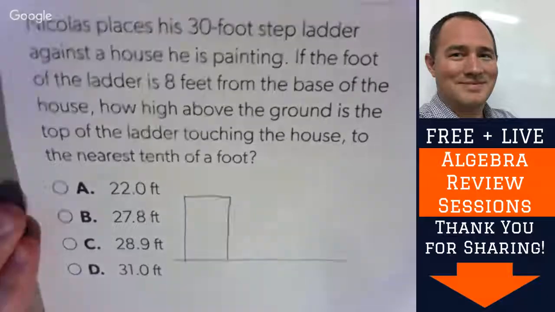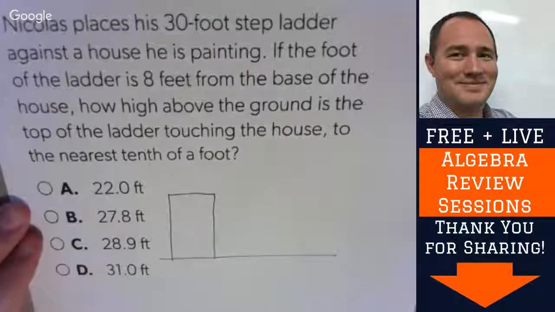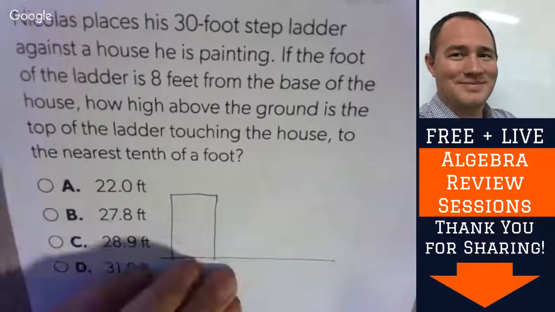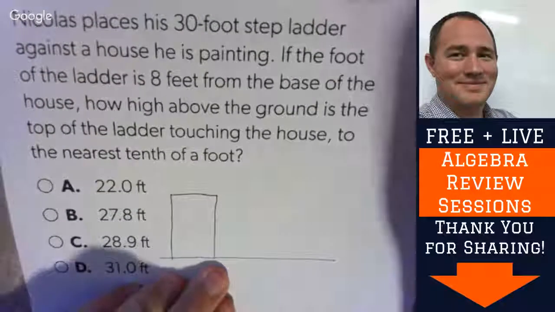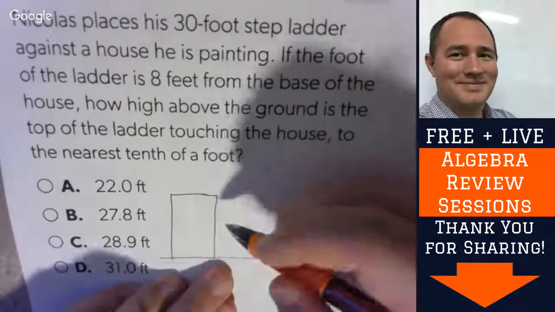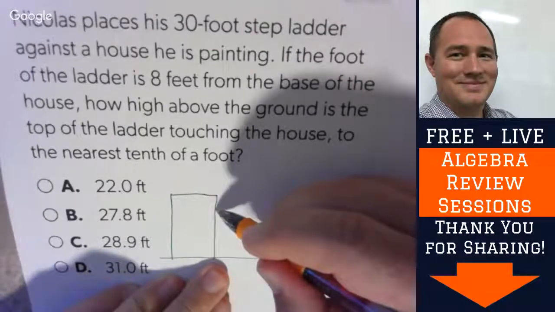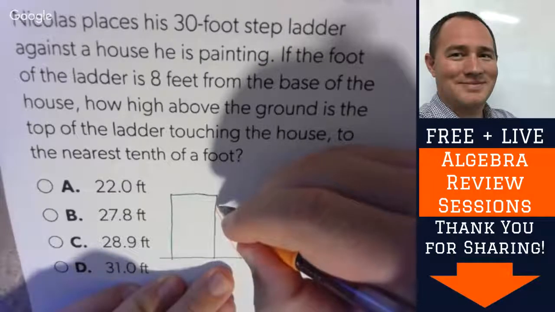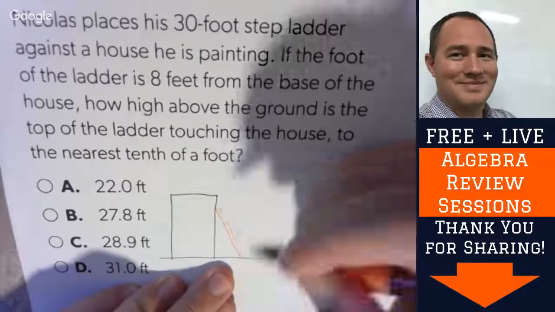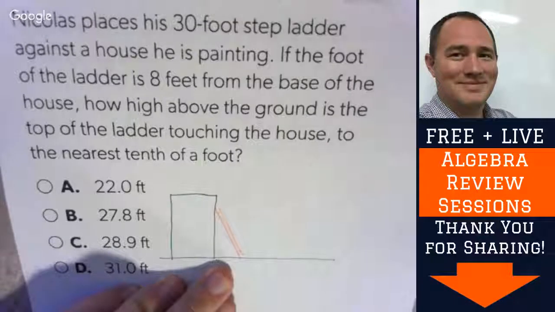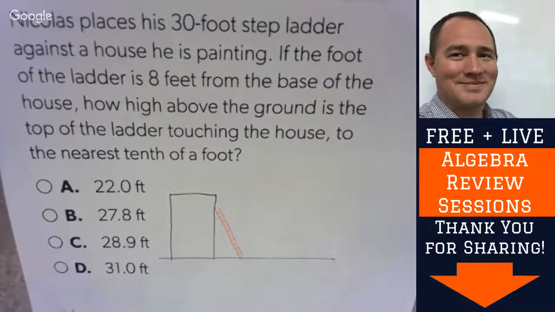So there's our building, and we have a ladder leaned up against it. It's always a good idea to read through the question again and try to start drawing a picture. So we know that there's a building. We know that we're leaning a ladder up against this building, like so. So this would be like the ladder. Kind of show that we have the steps there. Okay, and so what are we trying to find?